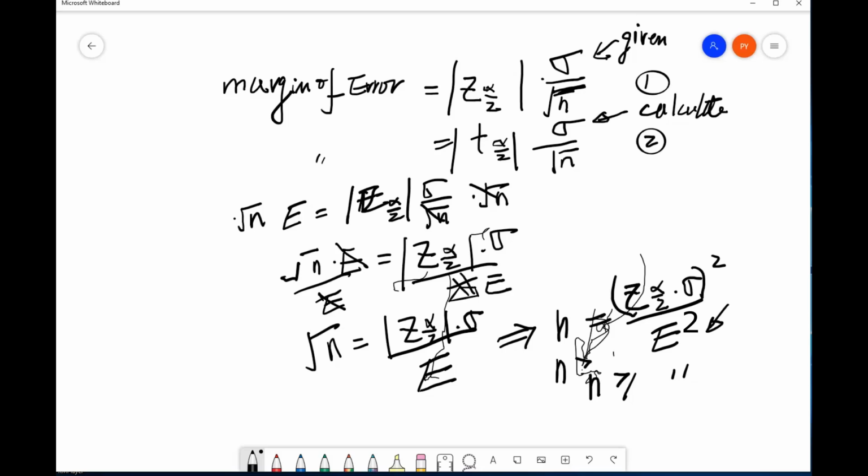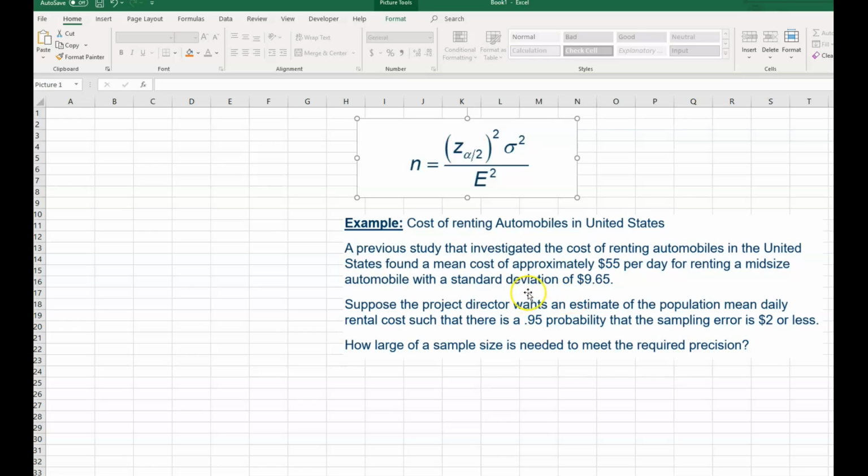The same thing applies when sigma is not given. We simply replace z with t of alpha divided by 2. Here we have the formula: n equals z of alpha divided by 2 squared, times sigma squared, over the margin of error squared. This is the minimum number of observations.